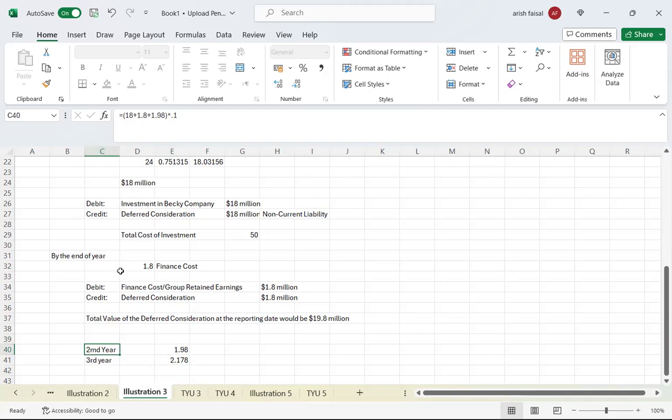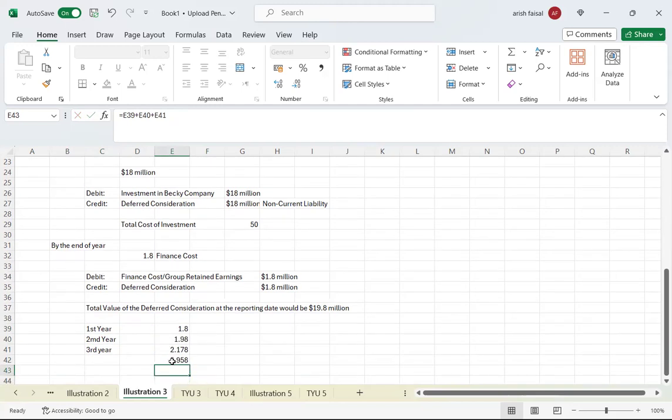So for the first year, it was 1.8. Okay. For the second year, it's 1.98. And for the last year, it's 2.178. Now, if I total them up, you can see that it's approximately going to be 6 million.